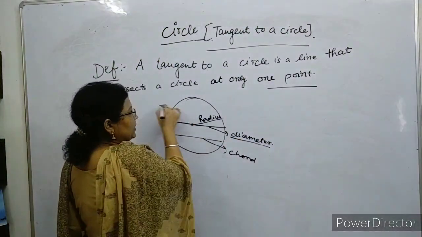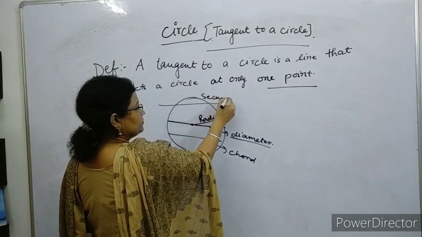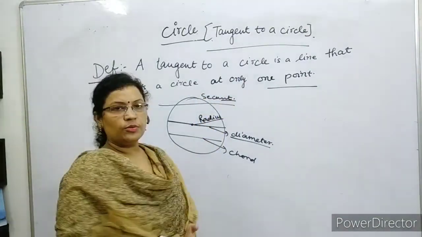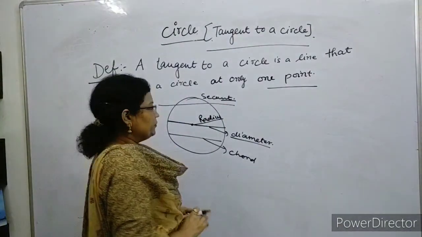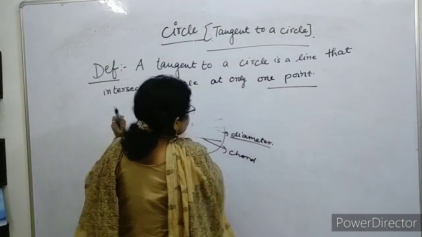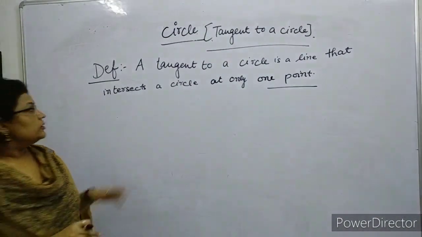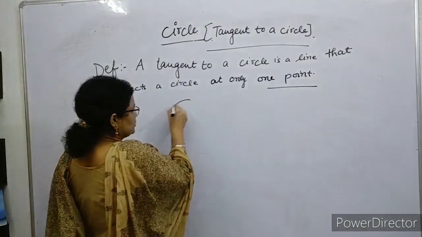So the diameter is the longest chord, as we learned. And now if a line passes through the circle, that is known as a secant. Okay. So today we will learn about tangent.